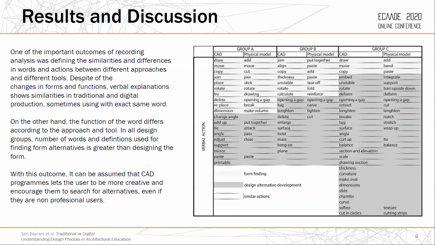One of the important outcomes of the recording analysis was defining the similarities and differences in words and actions between different approaches and different tools. Despite the changes in forms and functions, verbal explanations show similarities in traditional and digital production, sometimes using exactly the same words. On the other hand, the function of the word differs according to the approach and tool. In all design groups, the number of words and definitions used for finding form alternatives is greater than for designing the form. With this outcome, it can be assumed that CAD programs let the user be more creative and encourage them to search for alternatives even if they are non-professional users.